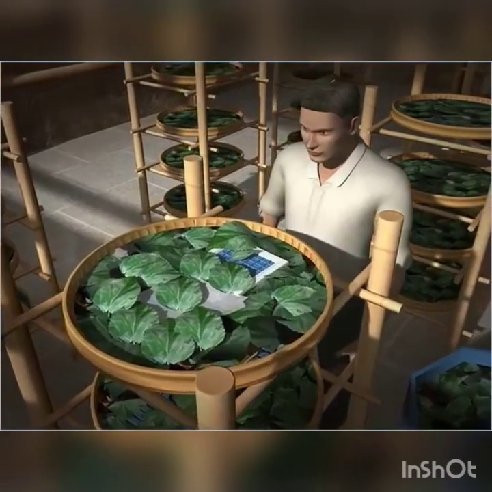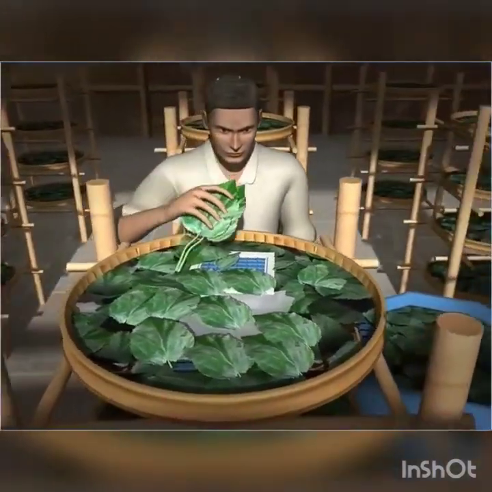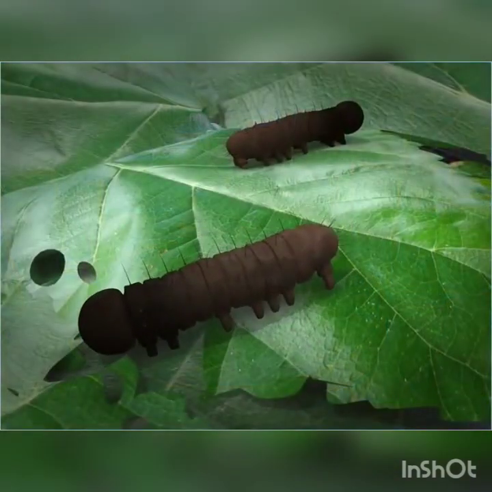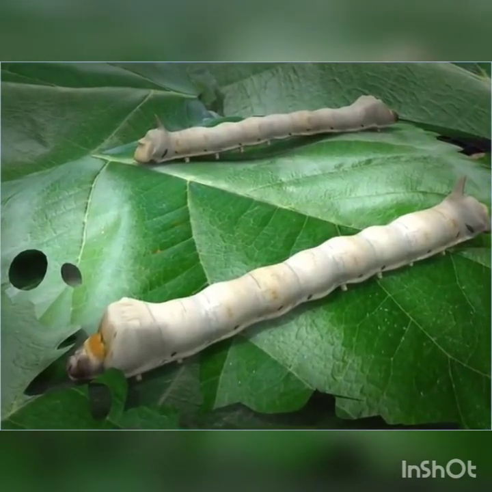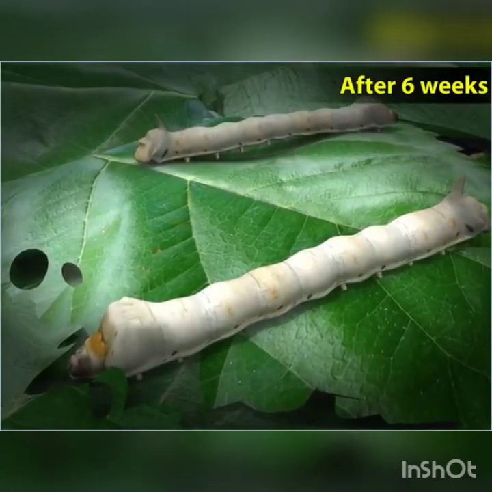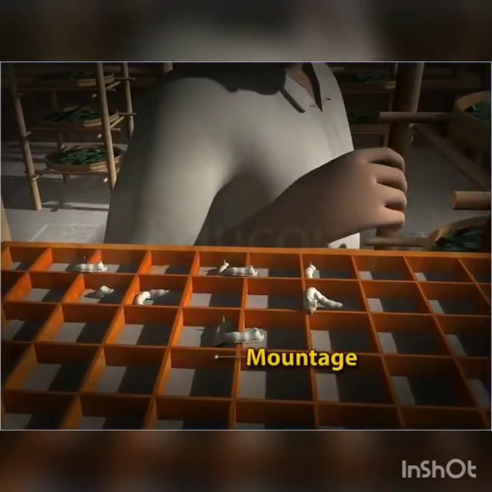These egg frames having larvae are then covered with fresh mulberry leaves by the silk farmer. The larvae then crawl out of the egg frames and feed on the mulberry leaves day and night for 4 to 6 weeks and grow into an adult larvae. After approximately 6 weeks, the adult larvae stop feeding.